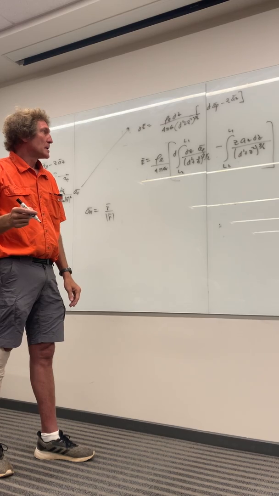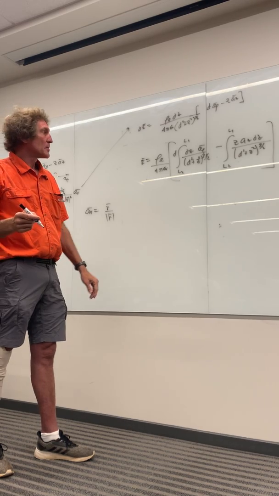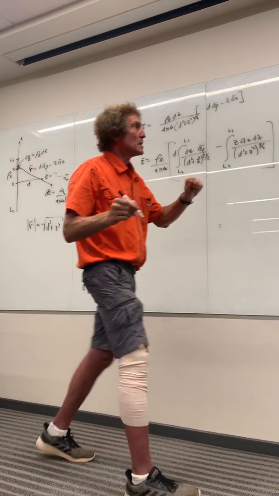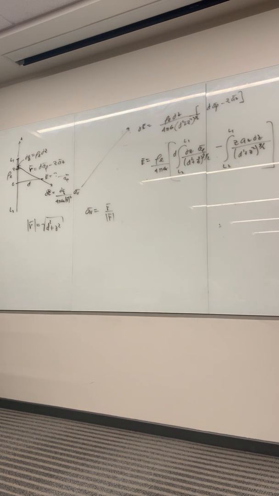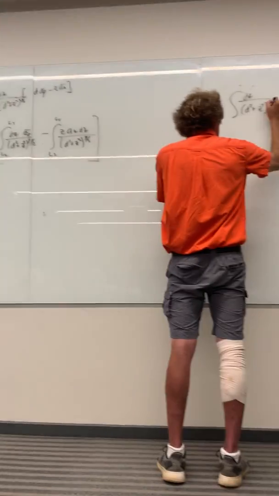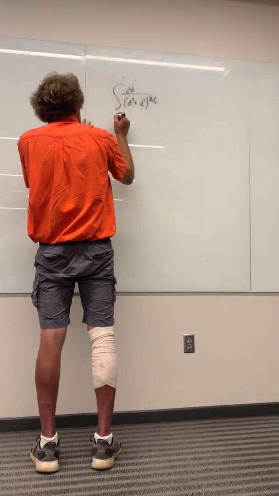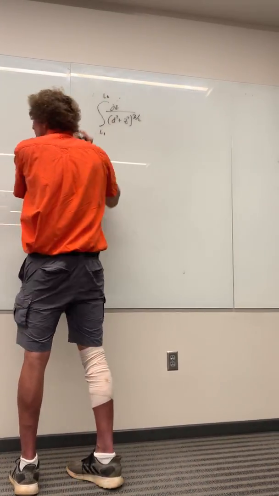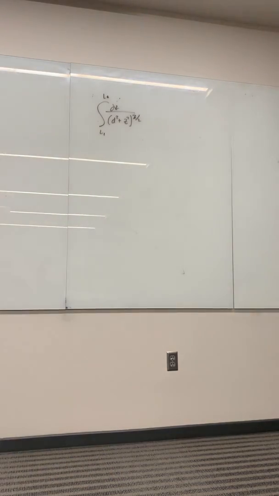Now, the first integral I'm going to do is this one. So if I look at this, what I really need to solve is the integral of dz over (b squared plus z squared) to the 3/2 power. And that's going to go from L1 to L2. And here's what I'm going to do now.